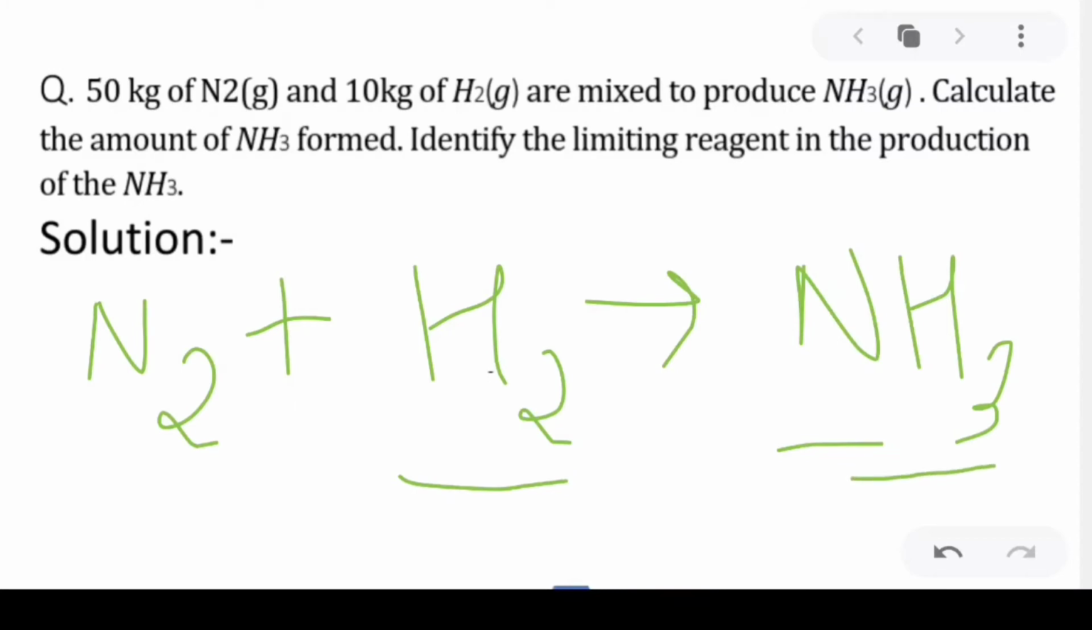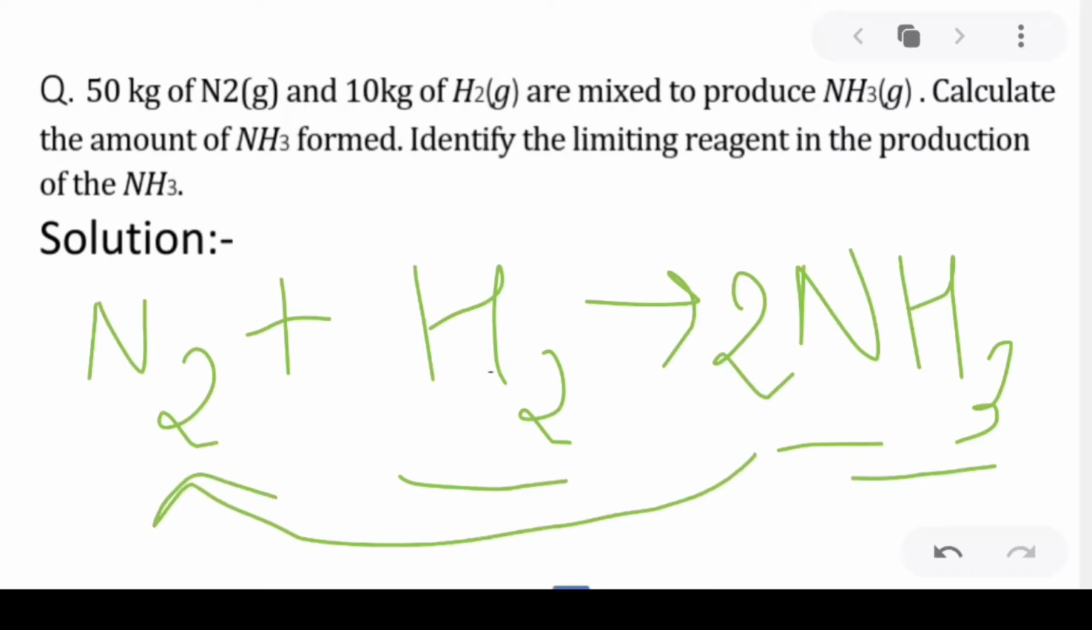So now we'll balance this equation by changing the stoichiometric coefficient. If we multiply 2 on the right hand side, we get 2 nitrogen atoms, which is equal to the number of atoms of nitrogen on the left hand side, that is 2. So the nitrogen atoms on both the right hand side and the left hand side are 2.